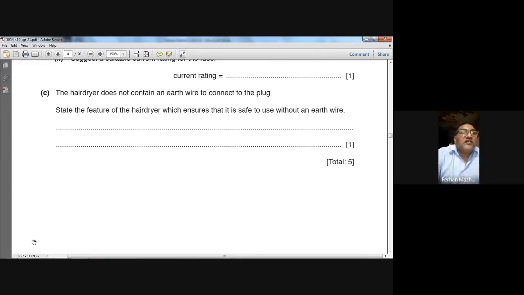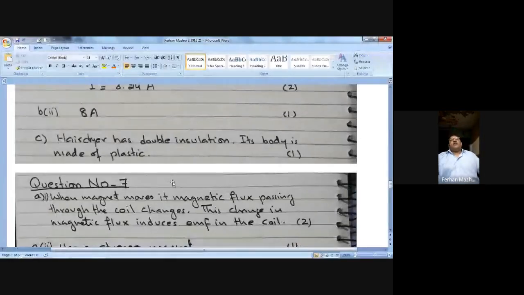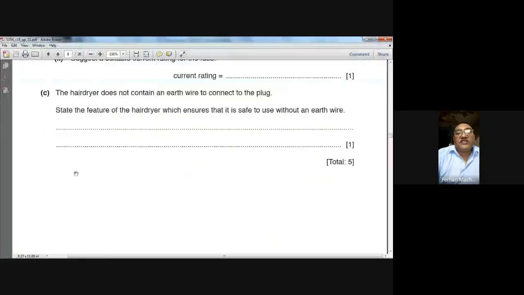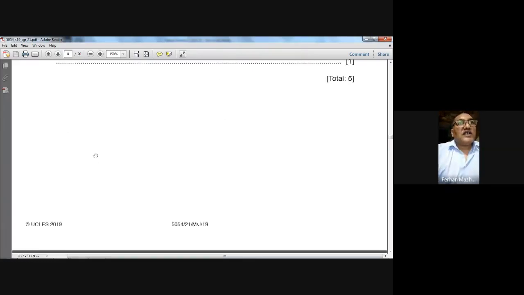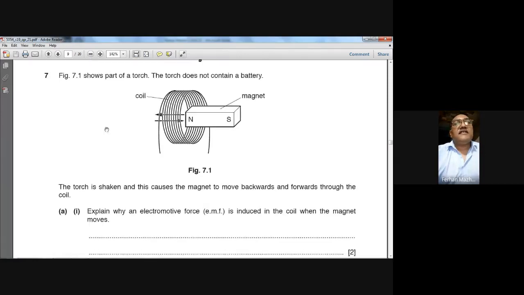Its body is made of plastic. I have written this answer also. Hair dryer has double insulation. Its body is made of plastic. Okay, so this was question number 6. I have tried my best to explain the questions and their answers. Okay, we are moving to the next question. It is question number 7 on your screen.